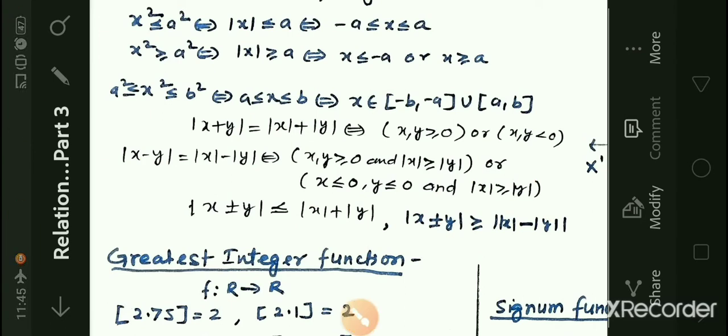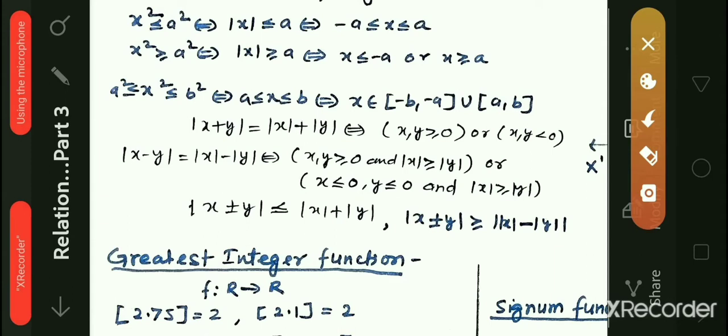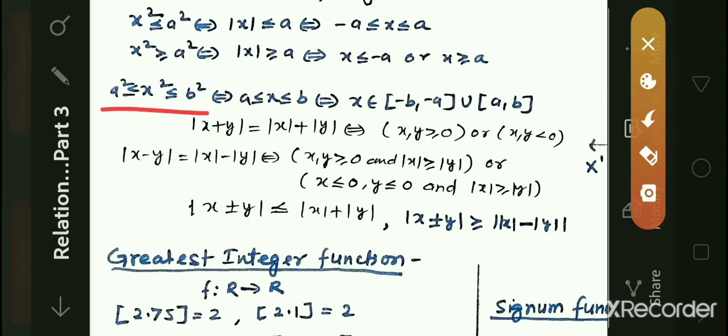Now another property is if x square is greater than or equal to a square and x square is less than or equal to b square, then we can write mod x is greater than or equal to a and less than or equal to b. This will imply x belongs to minus b comma minus a union a comma b.